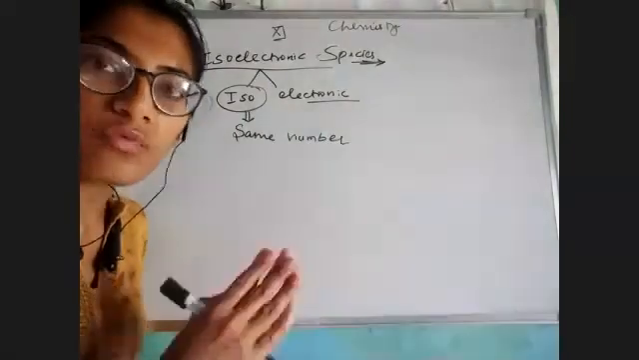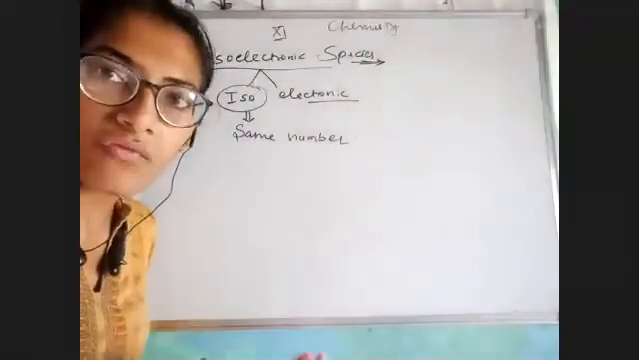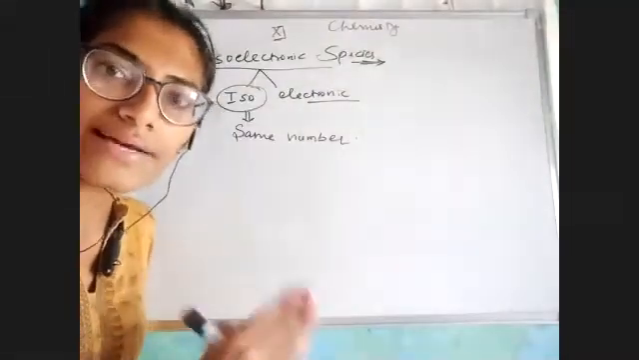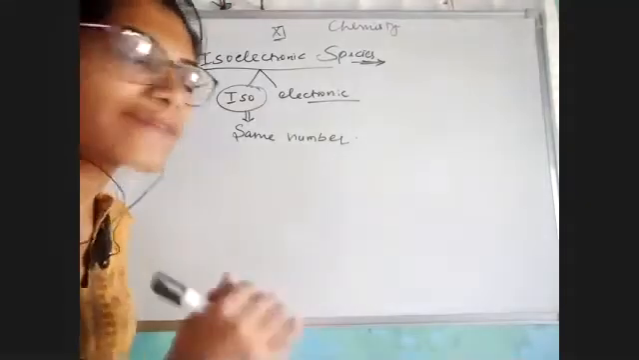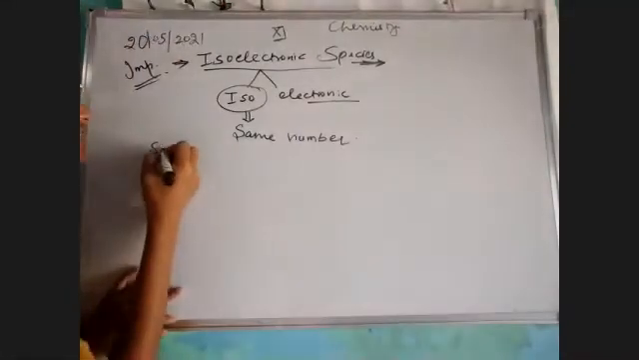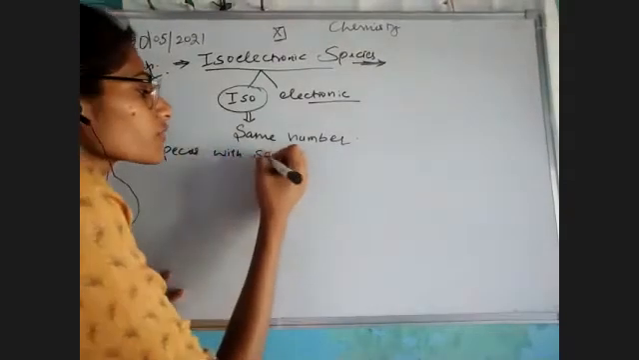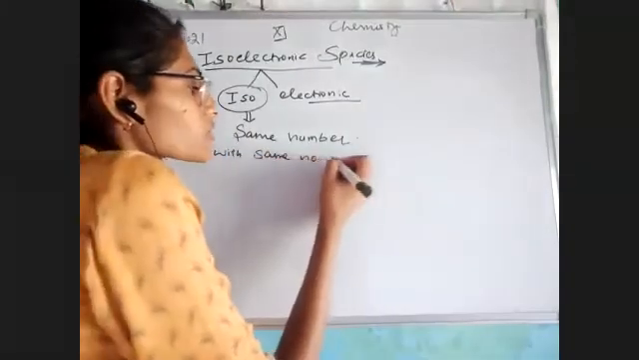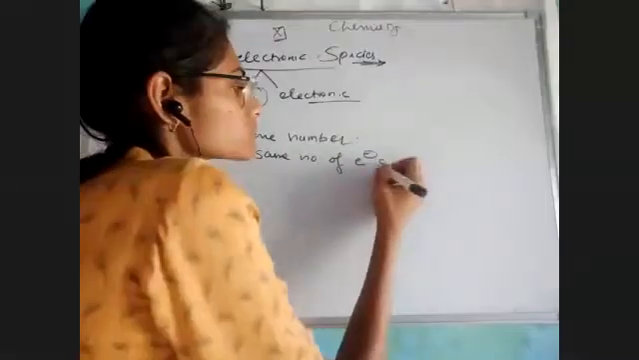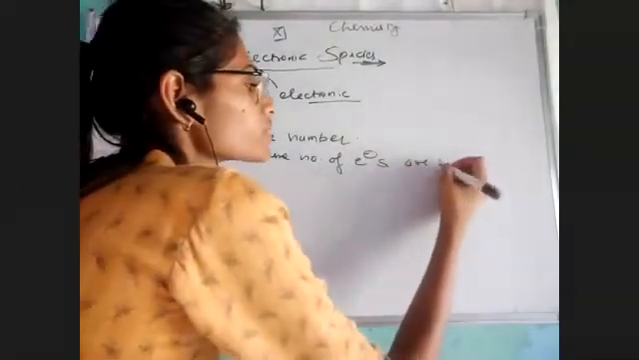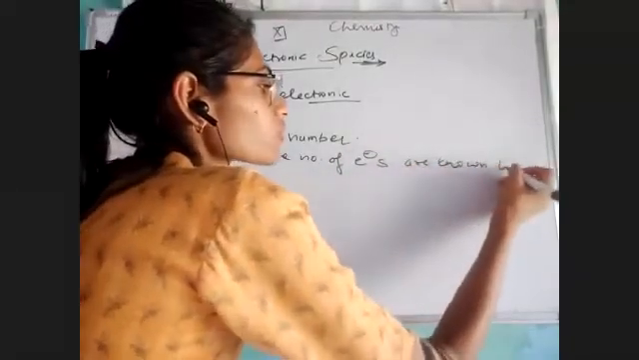So if I want to define isoelectronic species, I would love to define it: the species which have the same number of electrons are known to be isoelectronic species. I would repeat it again. The species with the same number of electrons are known to be isoelectronic.